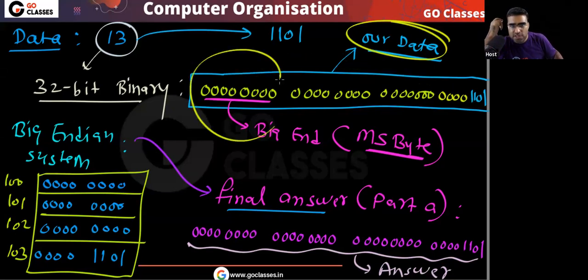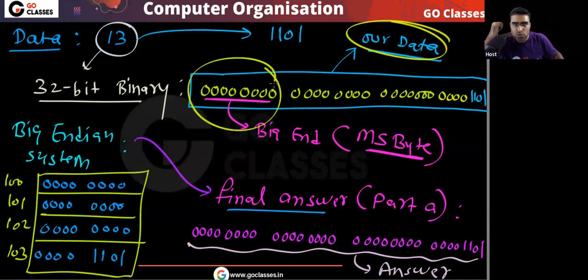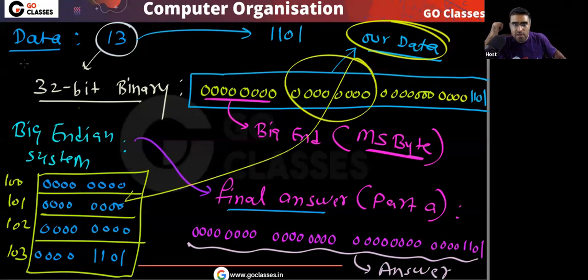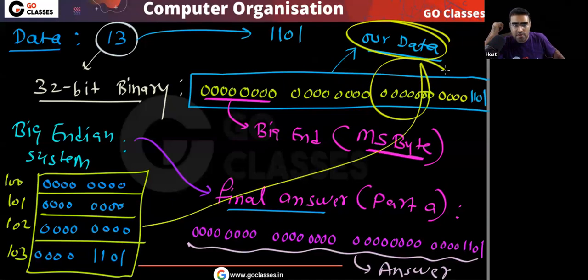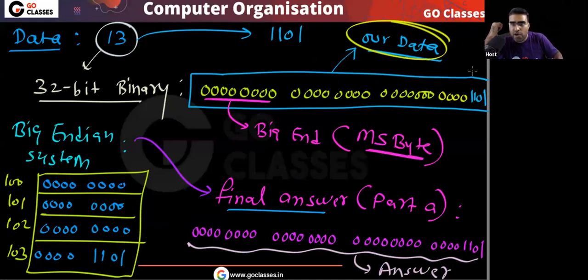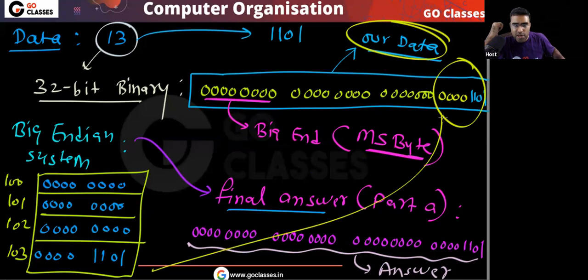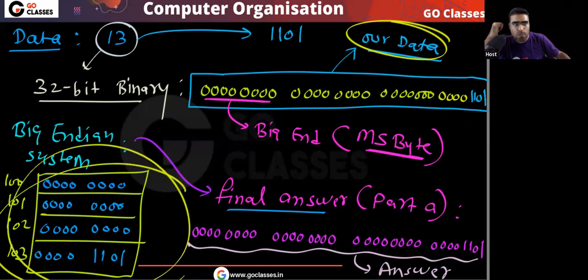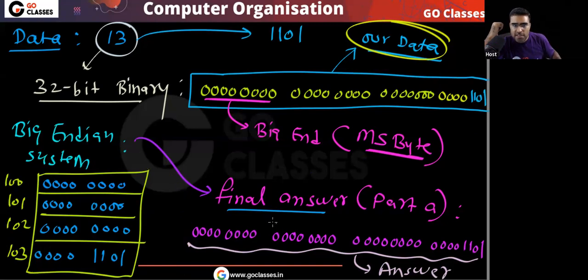Very simple. You will start with the big end. Okay, so you will start with the most significant byte. First you will put this most significant byte at the lowest address, then the next byte, and then the next byte, and finally the least significant byte at the highest address. Once you have this, how to write the answer? Start with the byte with the lowest address, put this on the left, and the rest to the right. So your final answer will be this.